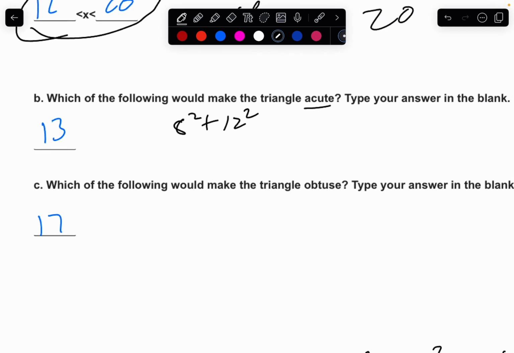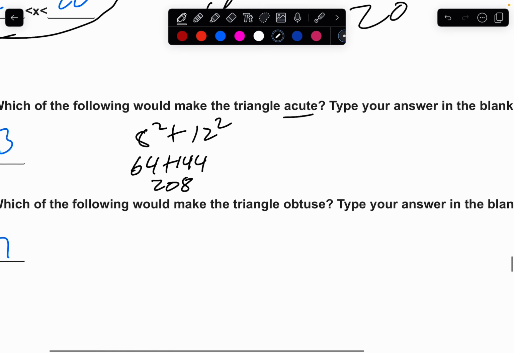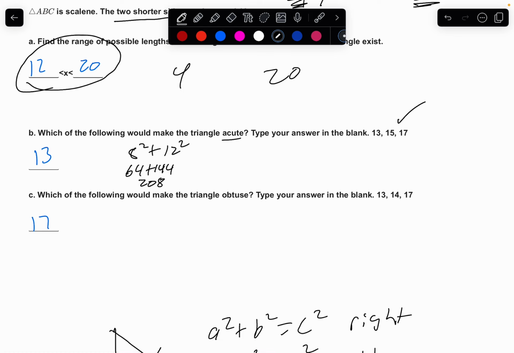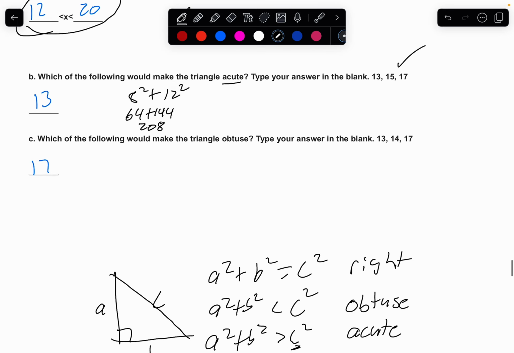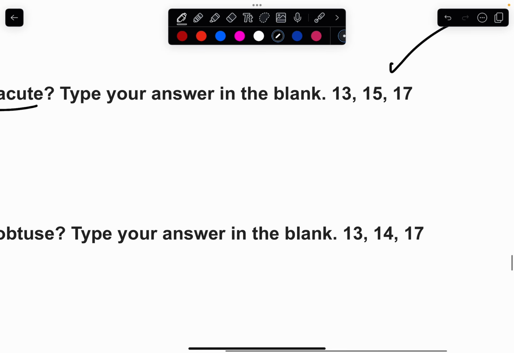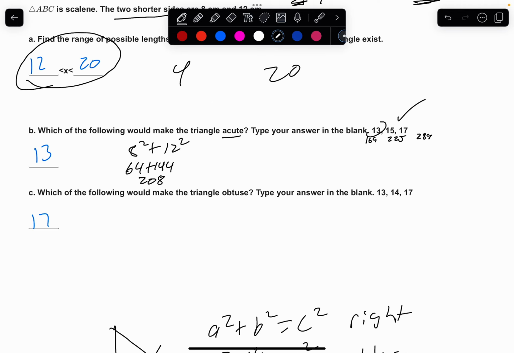So we have 8 squared plus 12 squared. That would be 64 plus 144. 140 plus 60 would be 200, plus 8 would be 208. So a squared plus b squared is 208, and I want it to be acute. That means to be acute, I want c squared to be smaller. Well, my options are 169, 225, and 289. Are any of those smaller than 208? Yes, 13 would have to be the answer.